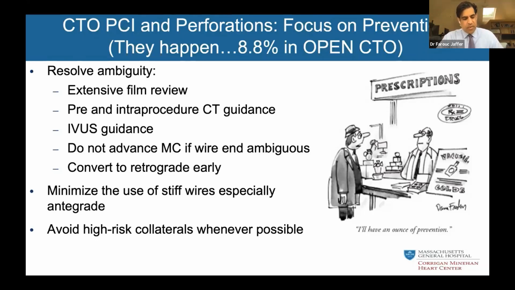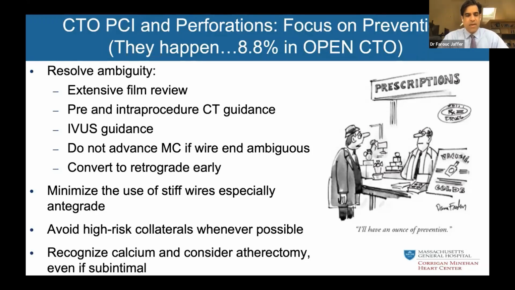Avoiding high-risk collaterals on the retrograde side is super important as well. Epicardials are more fragile, and those take more time to actually become skilled at and have real expertise in complication management. And if there is a lot of calcification, rather than going with very high-pressure balloons and very large balloons, consider atherectomy even when subintimal.